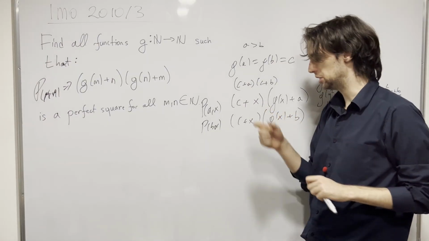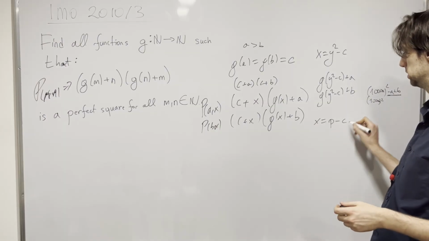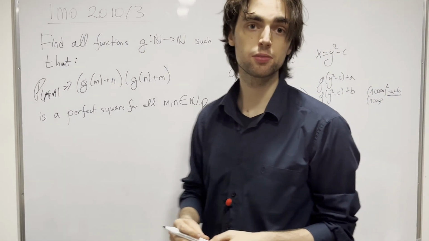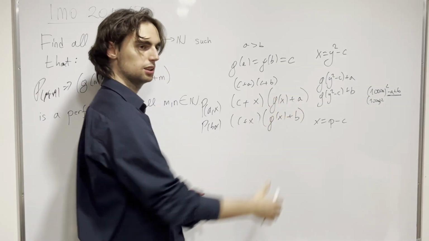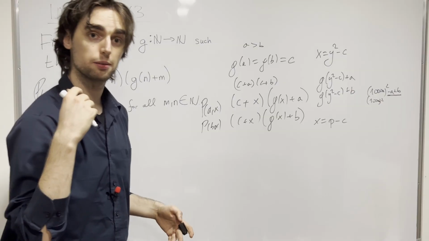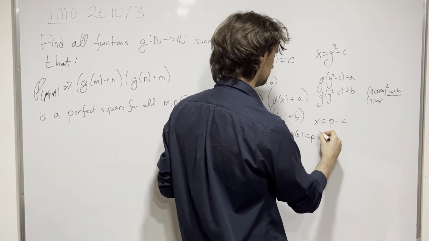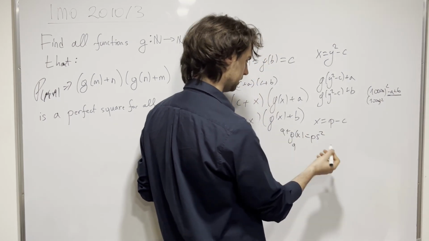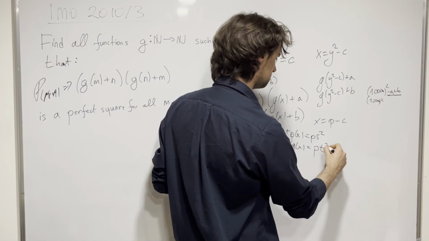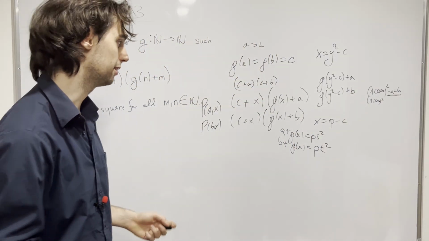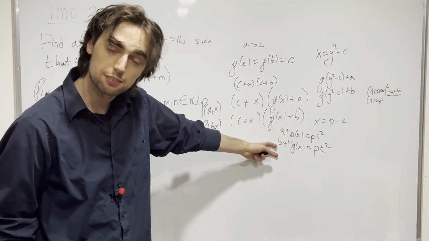Well, if I make this equal to a prime p, if I put x equal to some prime minus c, what does that mean? Well, this is divisible by p, so this thing must be p times some s squared. So g of x plus a is equal to p times some s squared, and g of x plus b is equal to p times some t squared. They don't necessarily have to be the same thing, but both of these are now divisible by p. What does that give me?